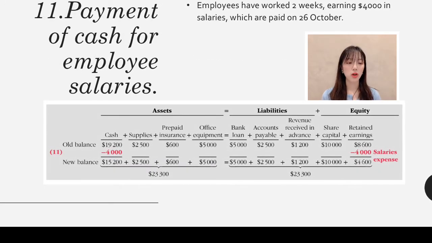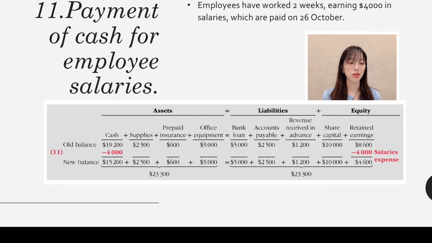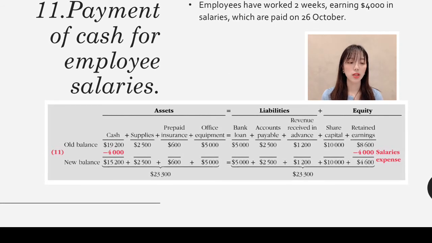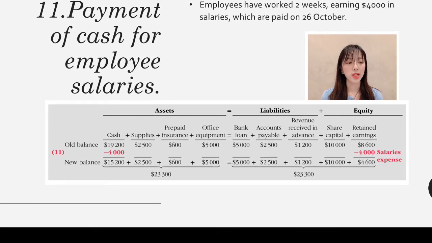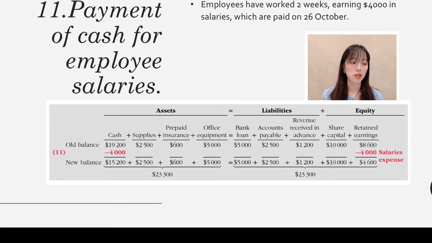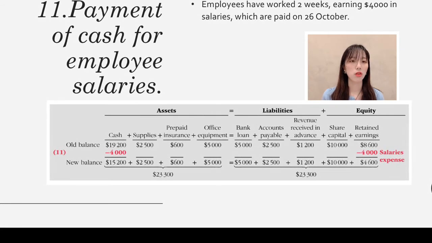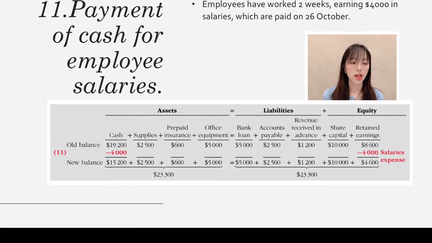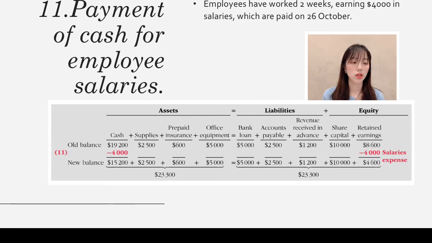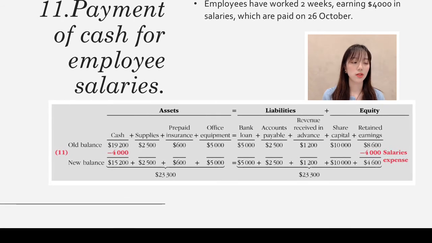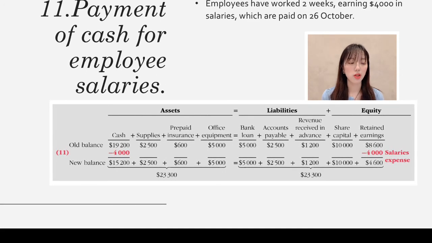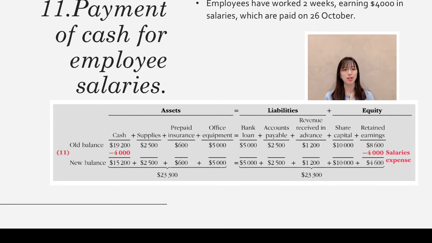Last one, payment of cash for employee salaries. Employees have worked 2 weeks, earning 4,000 in salaries, which are paid on 26 October. Like the costs that were incurred for rent, salaries are an expense. They are a cost of generating revenue and decrease equity. Cash and retained earnings each decrease by 4,000.